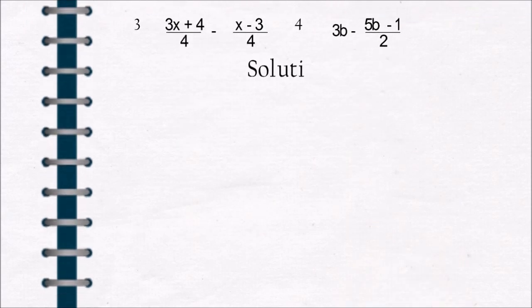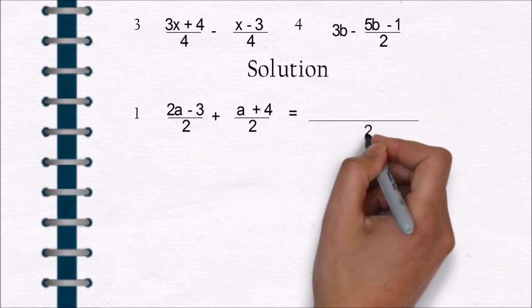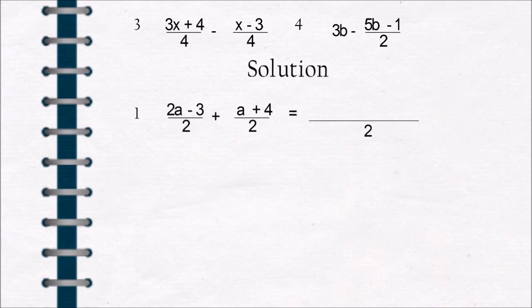Now here's what our solution would look like. In number 1, where we have (2a minus 3) divided by 2 plus (a plus 4) divided by 2. Now look at their denominators. Their denominators are the same, so we use the common denominator, which is 2. And we can simply add the numerators, but this time we're going to add them using a bracket. So it means we're adding everything in the first fraction to everything in the second fraction.